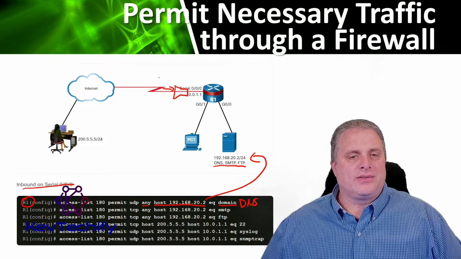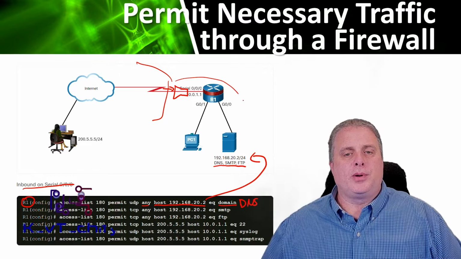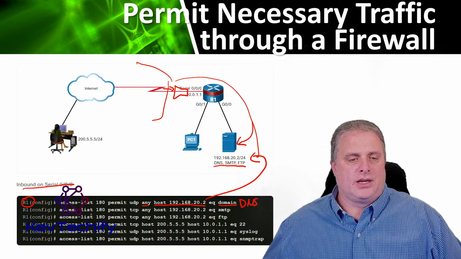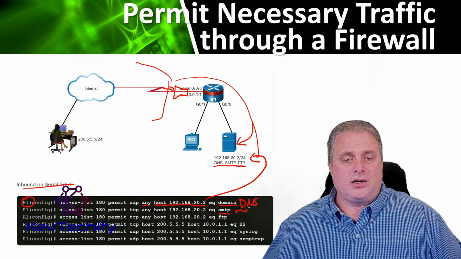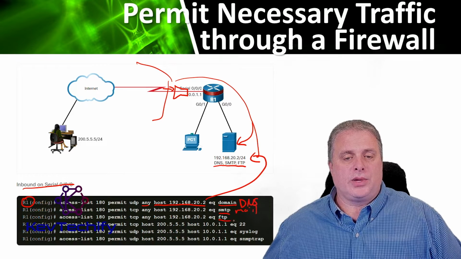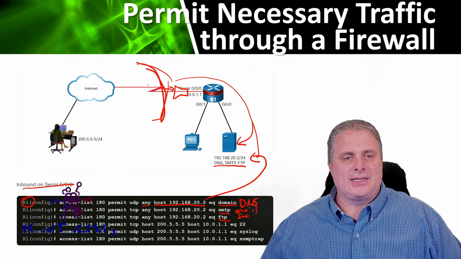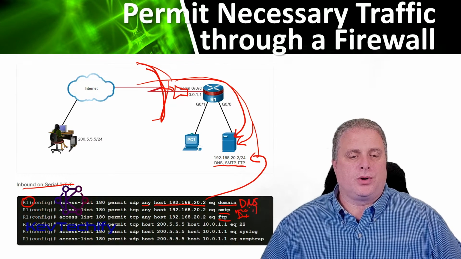Anybody inside of this network over here that's using DNS will be permitted to query this server for DNS. They'll also be allowed to use SMTP. This is mail here. And they'll also be allowed to use FTP. So anybody in this network can reach all the way to this server for those three protocols.